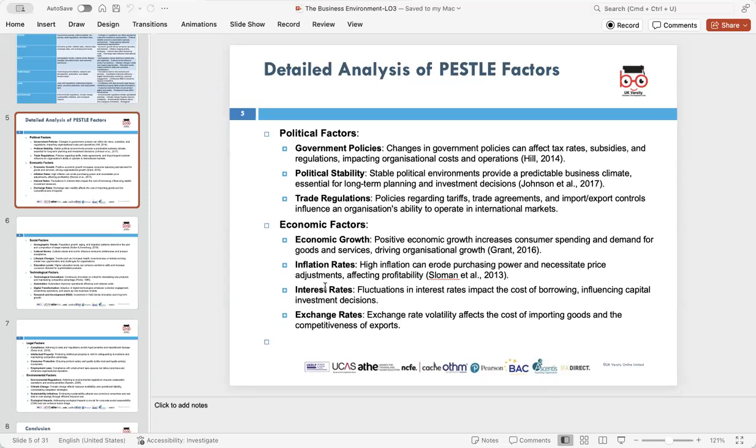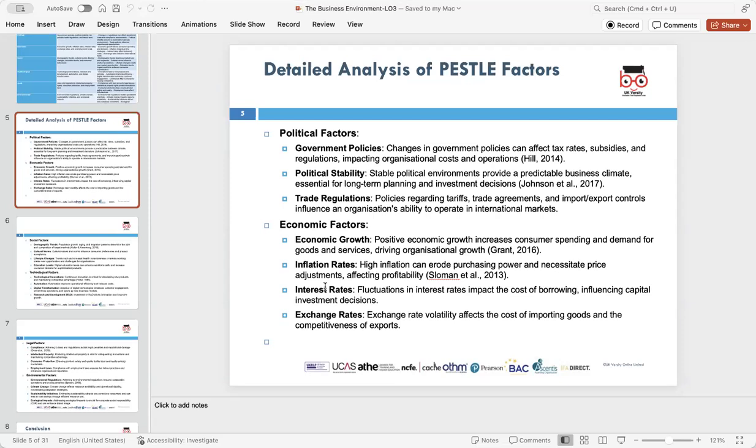Next is interest rate. Interest rates are the cost of borrowing money. Fluctuations in interest rates impact the cost of borrowing. Higher interest rates increase the cost of loans, affecting capital investment decisions. Low interest rates make borrowing cheaper, encouraging businesses to invest in expansion and new projects.